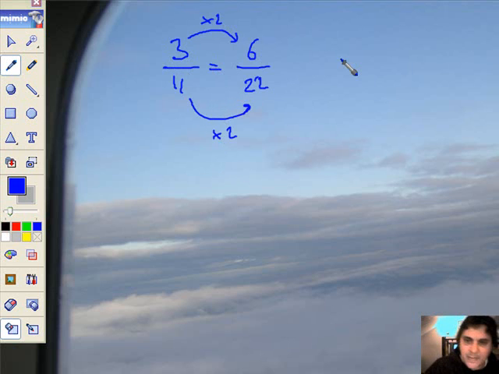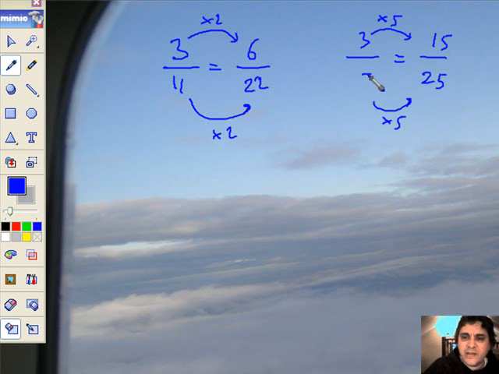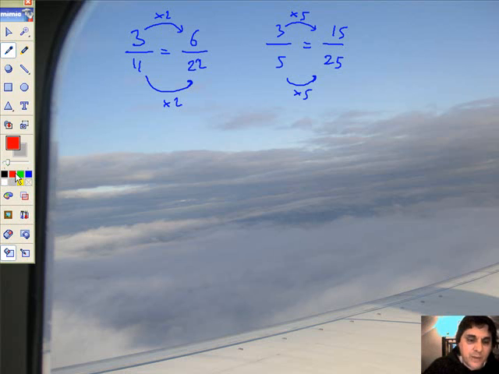Do a couple more. 3 out of, we don't know yet, is 15 over 25. As you can see, the 3 is linked to the 25 by being denominators. So how do you get from 3 to 15? Answer, you multiply by 5. So what number multiplied by 5 gives you 25? The answer is 5.